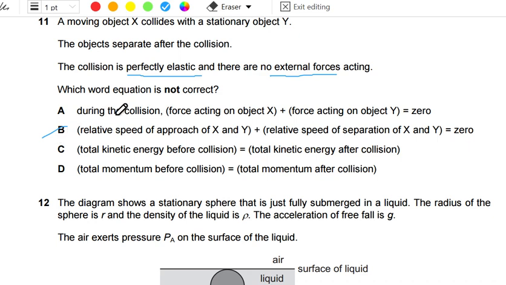If we look also at force acting on x plus force acting on y equals 0, all forces should sum to 0 to have no external force, so this is correct and cannot be chosen.